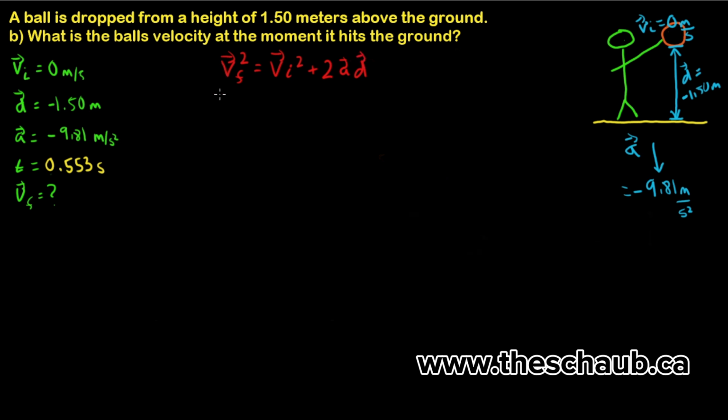Now we're ready for our numbers. So vf is what we're looking for. So vf squared is equal to our vi squared.